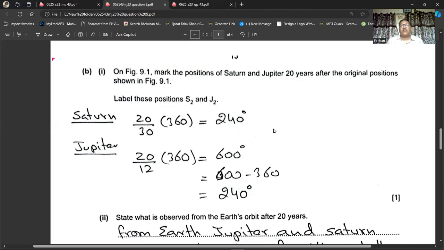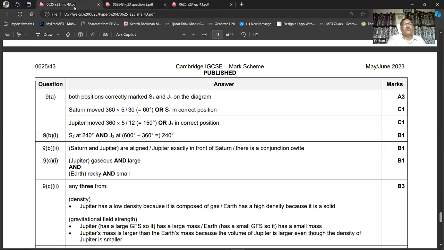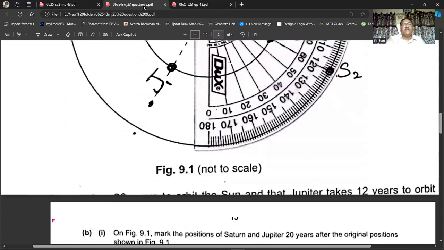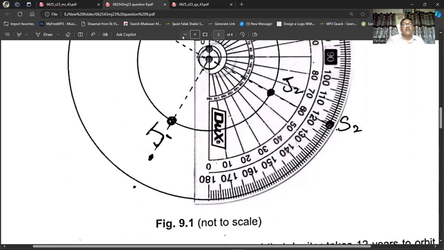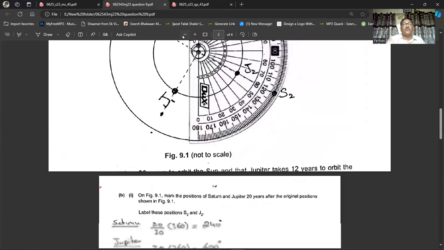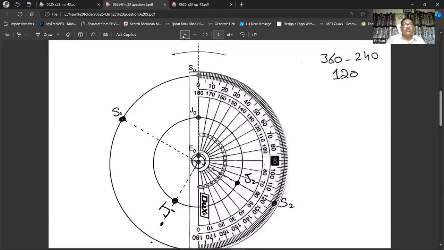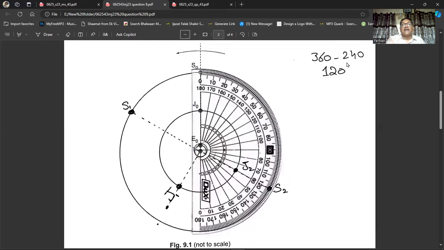So that means from the original position, both the planets have moved to 240 degrees. Their position will be at 240 degrees. With the help of the protractor, it is difficult to show 240 degrees. So if you want to show 240 degrees moving in an anti-clockwise manner, what we will do is subtract that angle from 360. I will get 120 degrees. So that position can be shown by a 120-degree angle clockwise.